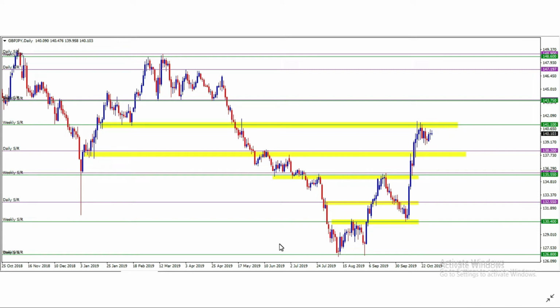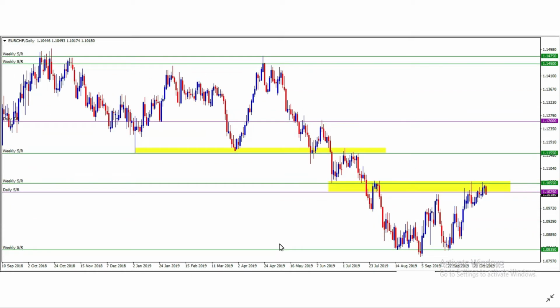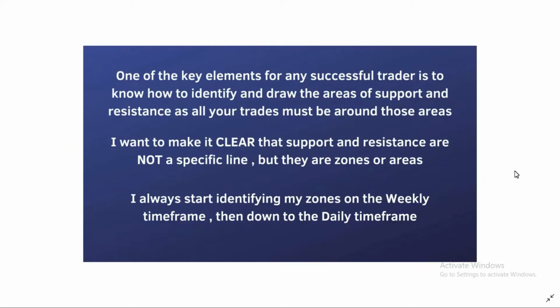Hello everyone. If you want to draw your support and resistance like this chart and that one, then this video is for you. Because today I'm going to explain how to master drawing support and resistance. First, let me tell you that one of the key elements for any successful trader is to know how to identify and draw the areas of support and resistance, as all your trades must be around those areas.